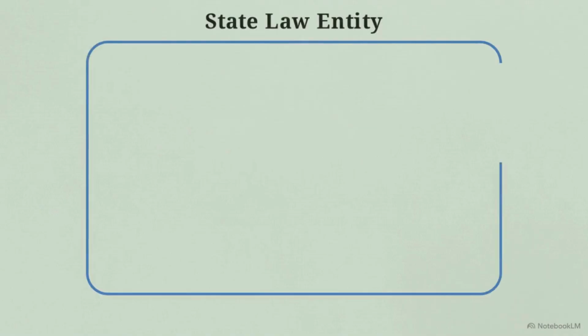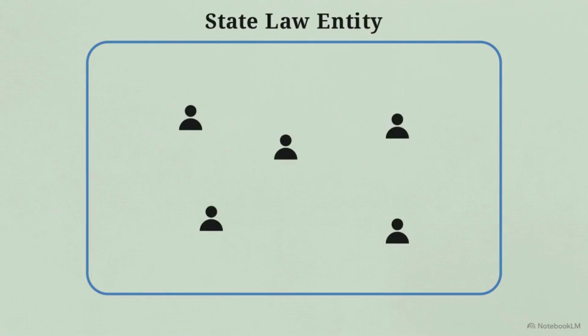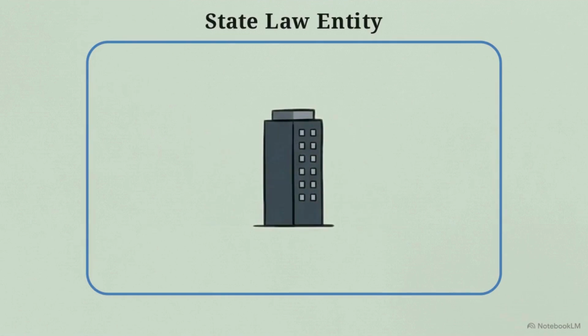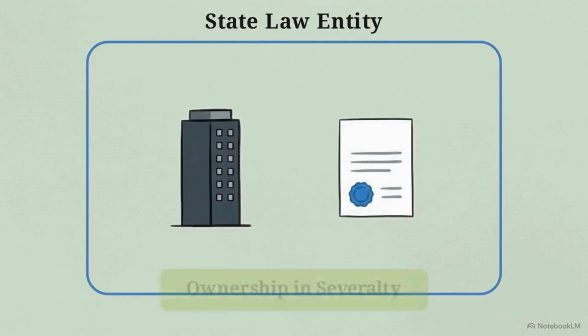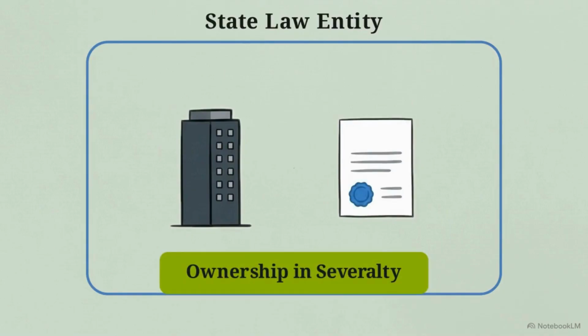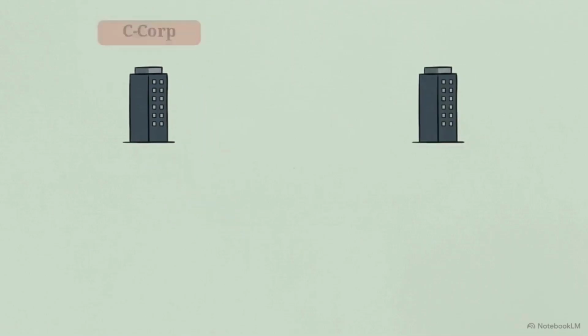A corporation is a distinct legal entity created under state law. It exists as an identity separate from the individuals who own it. Because the law treats the corporation as a single entity, it can own property in its own name. This means that even if a corporation has thousands of shareholders, the title is still held in severalty because the corporation acts as one single legal owner.